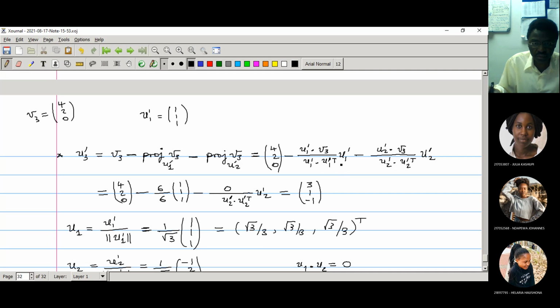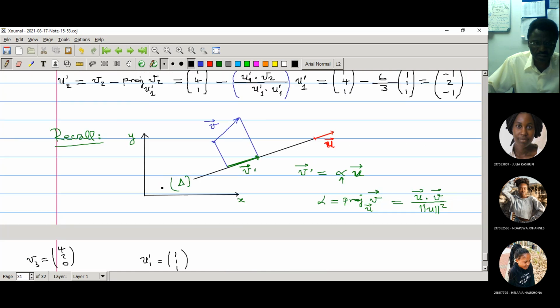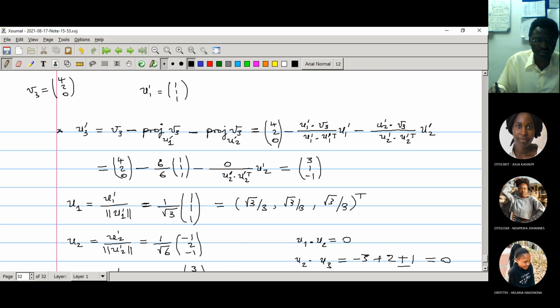Oh, this is the error. U1 prime is V1. Yes. So, no, it's 3. 1, 2, 3. Oh, no. But how did I put 6 there? This is 3. Sorry. That's the error. This is 3, not 6. I don't know why I put 6 there. So this is 3. So this will be 2. So I'll be subtracting 2 instead of 1. So this is 2. So 4 minus 2 is 2.